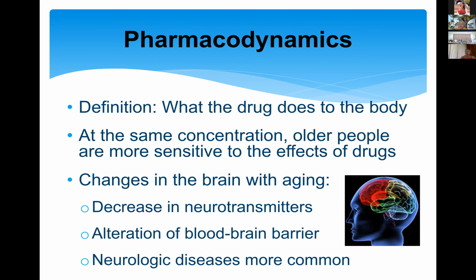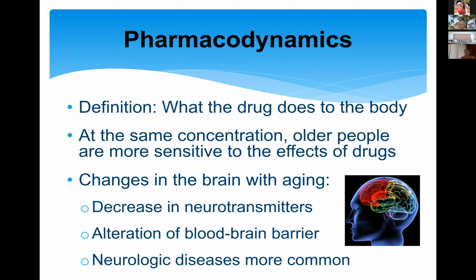So next I'll move on to this concept of pharmacodynamics. What this means is the effect that the drug has on the body. So it's a complicated and long name, but basically it's just what effect does a medication have on the body. What we know is at the same blood concentration, older people are more sensitive to the effects of drugs than younger people are. And this is particularly true for the brain. We know there are some changes in the brain even with normal aging.